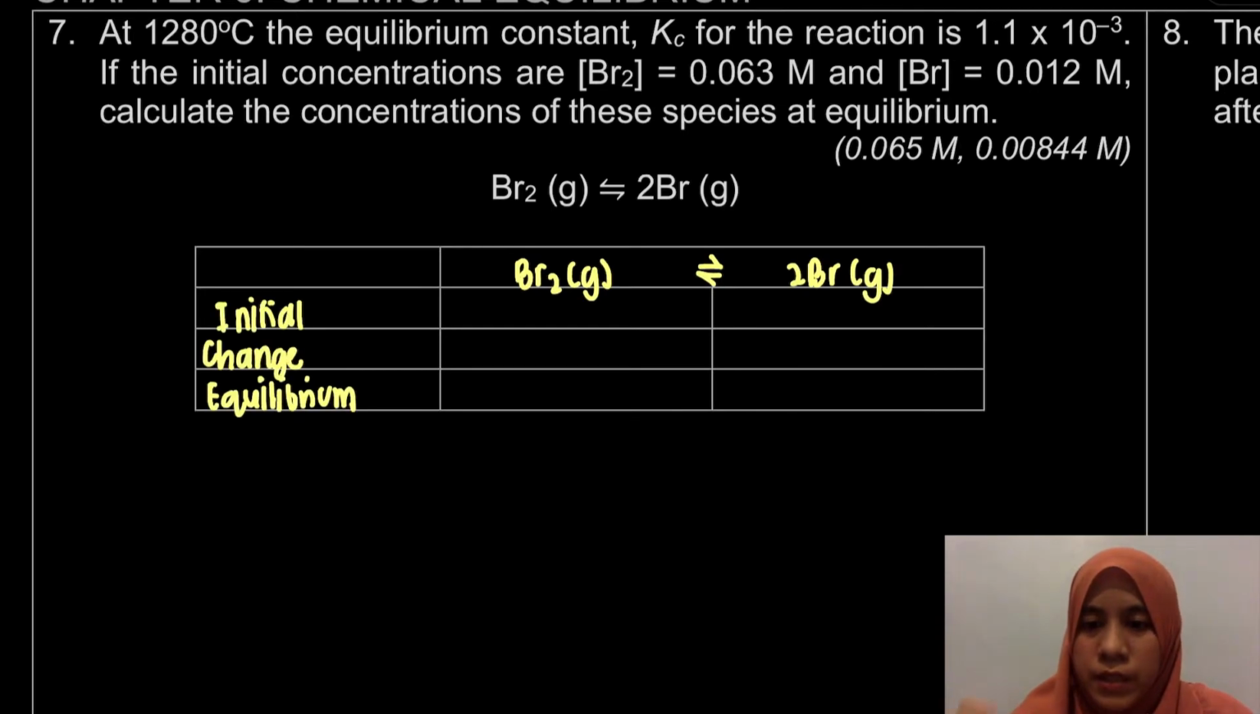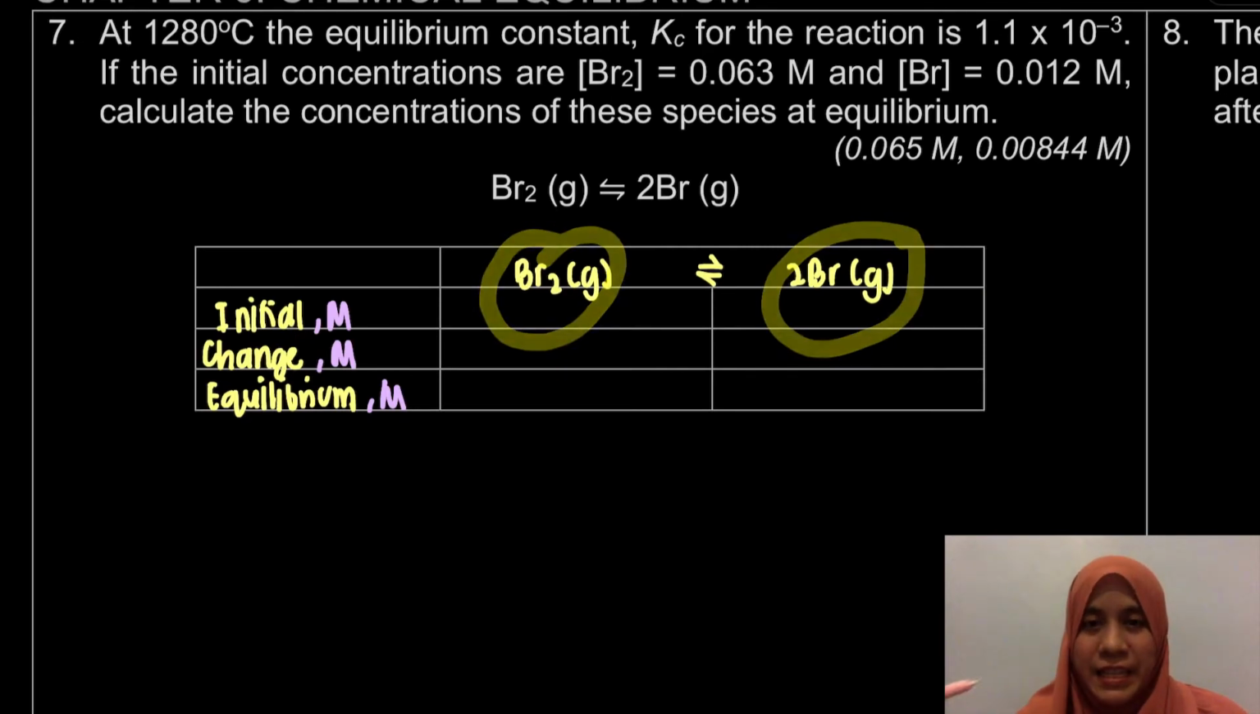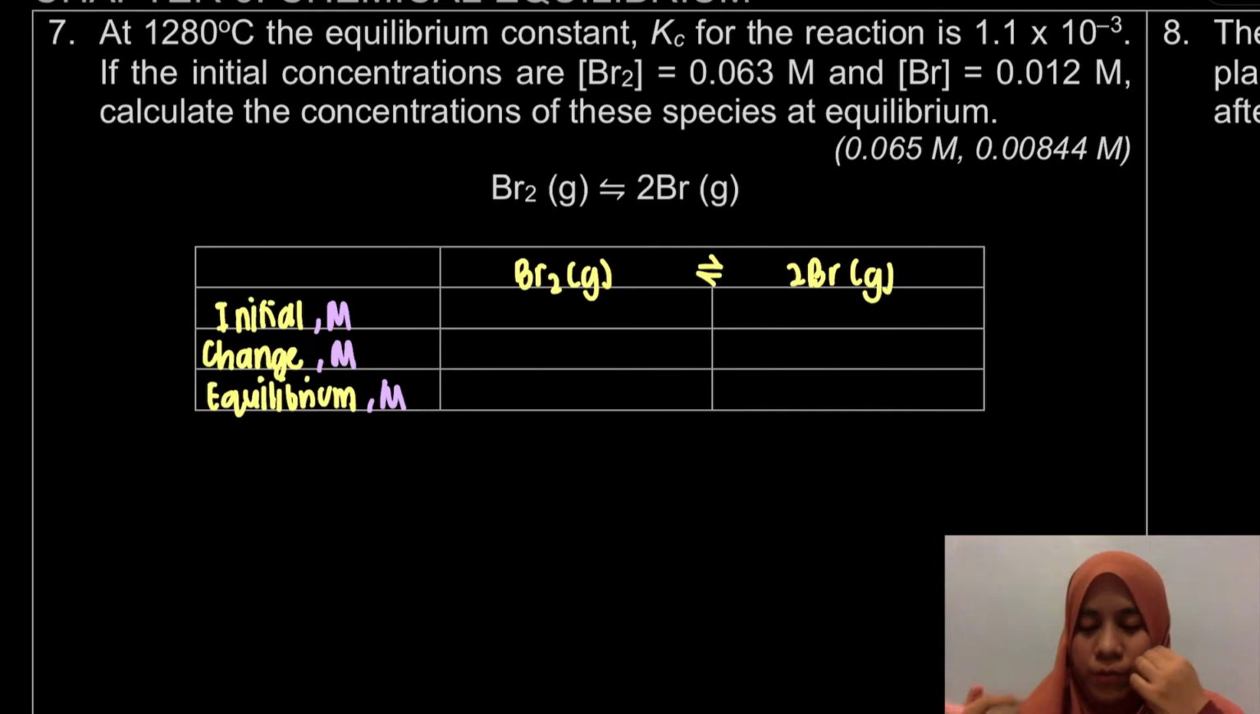It mentioned that the value given is concentration, and it gives us Kc. So all the ICE table must be in molar. But here, what's unique is that it has given the initial concentration not only for our reactant, but also for the product. So when it gives that, we just use the information given.